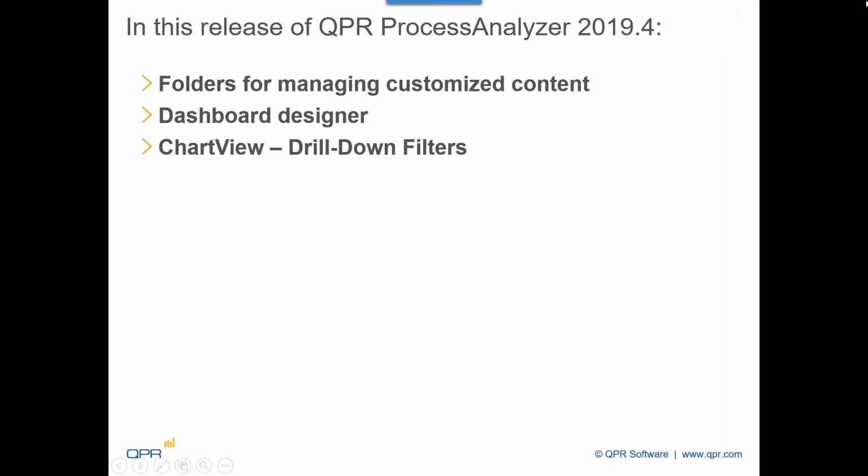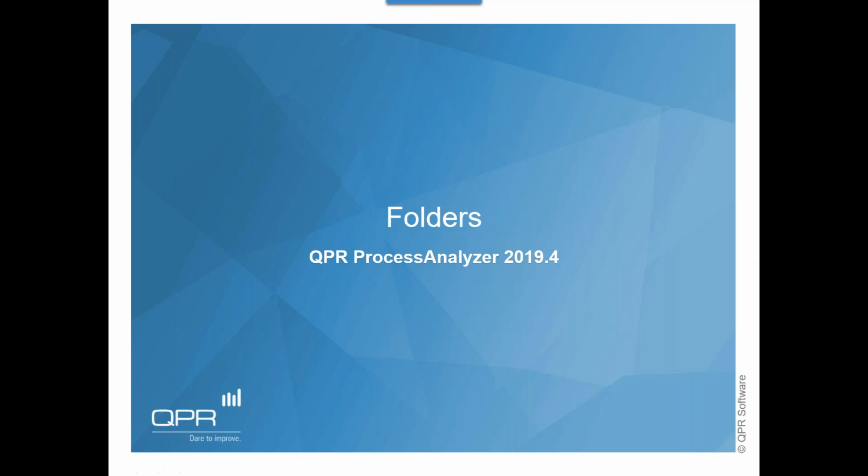And here we are, the new stuff for 2019.4. So 3 things: folders, dashboard designer, and drill down filters for the chart view. So folders and dashboards and chart view improvements. That's the topic for today. And if you have anything else, there's always more functionality and smaller improvements. We pick up 3 that we discussed during this call. If you have anything else in your mind, you're always free to write to the webinar chat. Okay, let's get started with the folders.